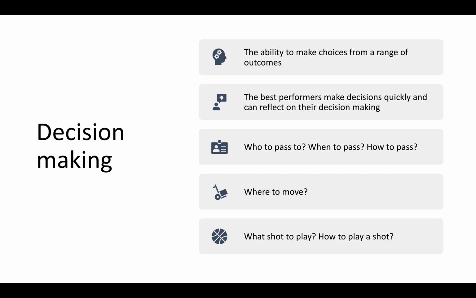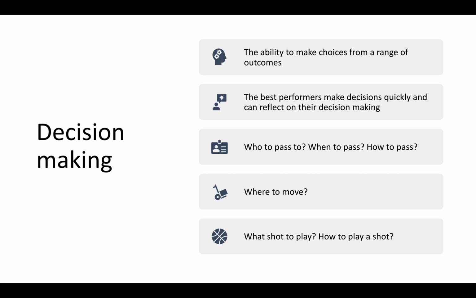And in sport, the decisions that performers have to make happen really quickly, and they happen all the time during games. Some performers will make hundreds, if not thousands, of decisions during a performance. The best performers, the model performers, can make these decisions quickly, and they often make the correct choice. If they make the wrong choice, though, they're able to reflect on their decision making and then make adaptations for next time.